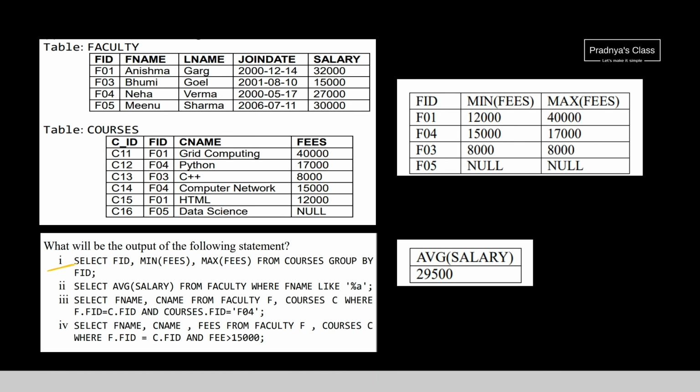Let's read the first query. Select FID, minimum of fees and maximum of fees. So these three fields will be getting printed that we have mentioned.